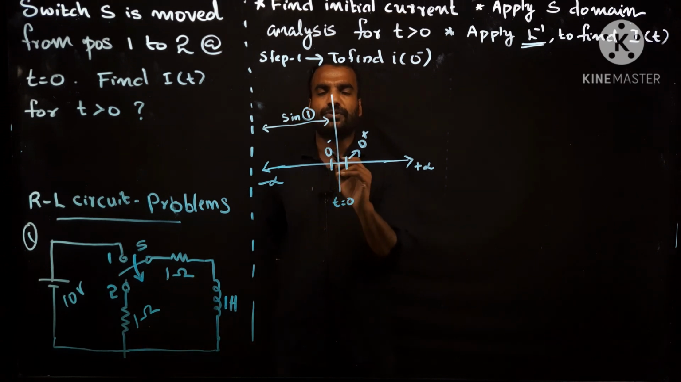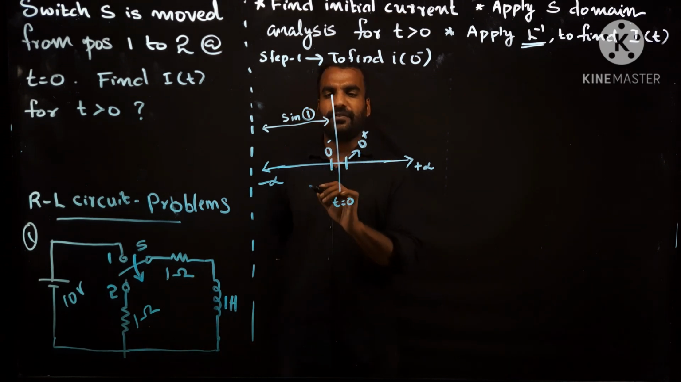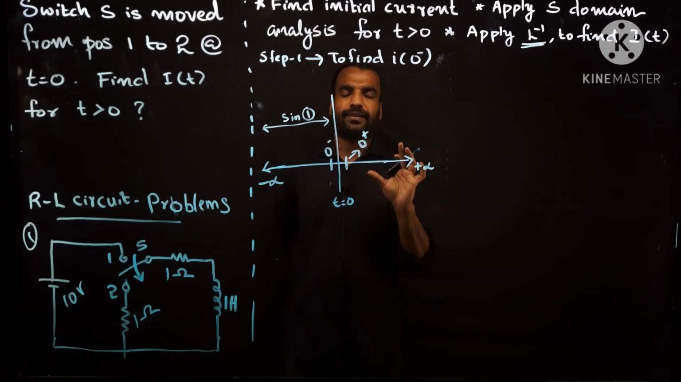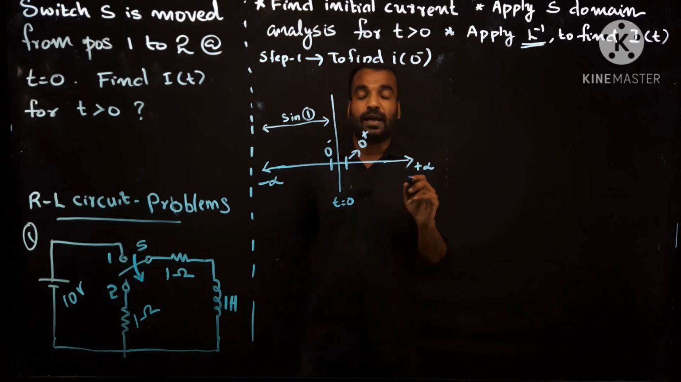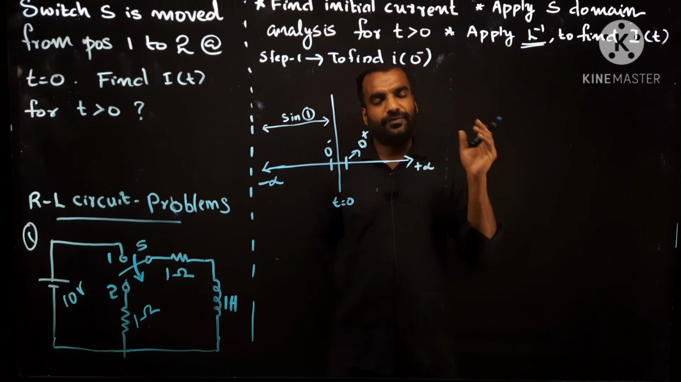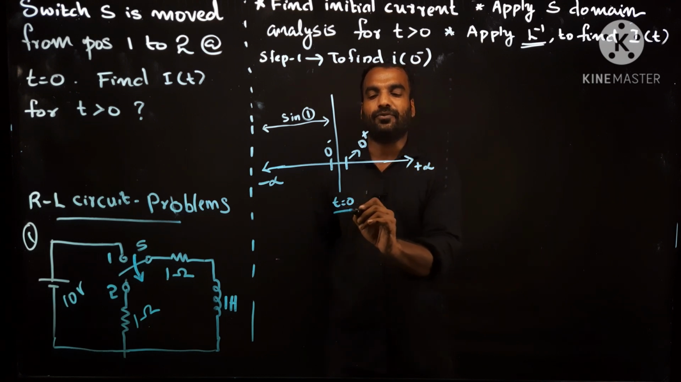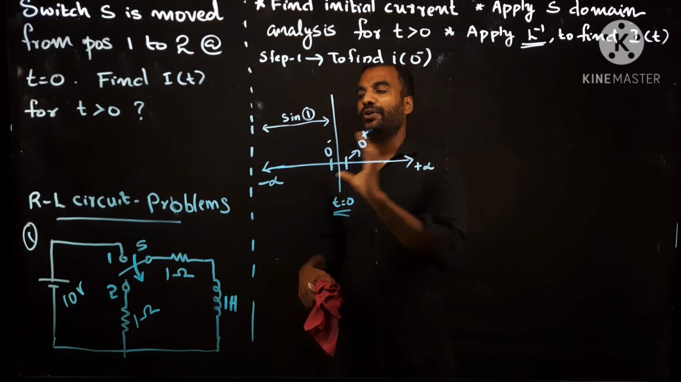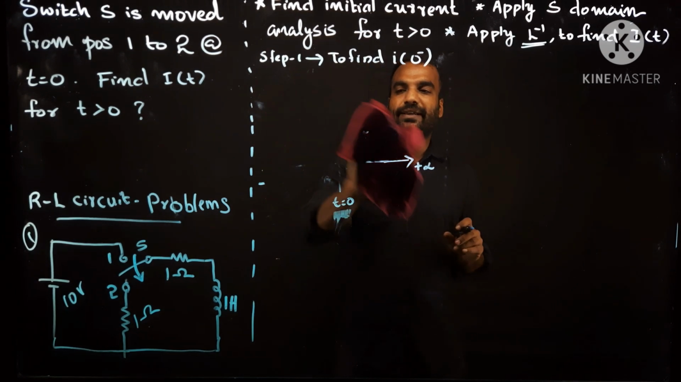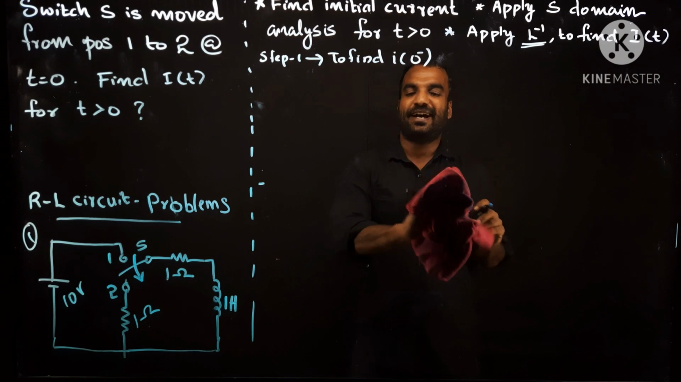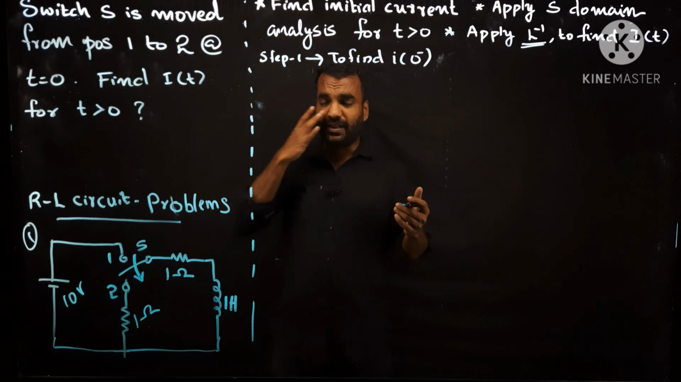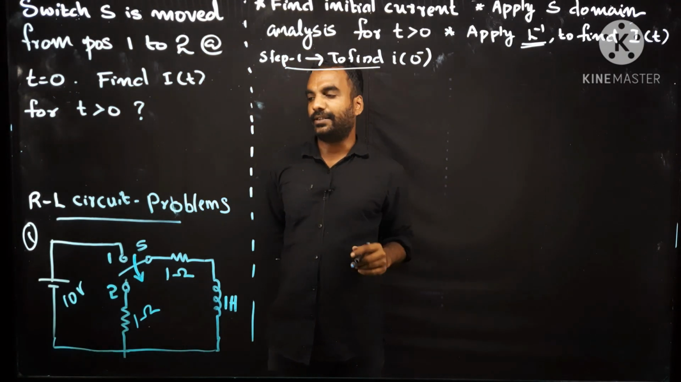From negative infinity to 0 minus, as the switch is connected to position 1, the inductor is in a steady state. So I want to find the value of current at that steady state, and that will be the initial current for t equal to 0. So I am going to draw an equivalent circuit. From this you need to write for the exam. Up to this, I was trying to make you recall what we learned earlier. Step 1: find I0 minus.